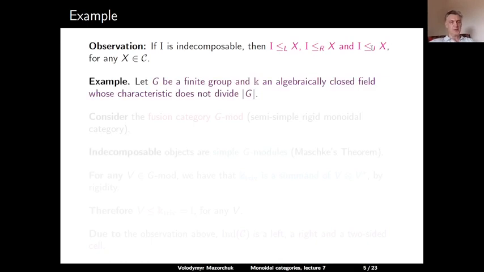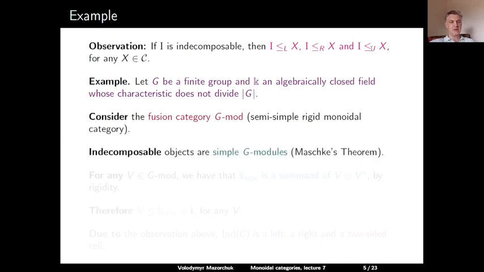Let G be a finite group and K an algebraically closed field whose characteristic doesn't divide the order of G. Consider the semisimple rigid monoidal category of all finite-dimensional G-modules. Then, by Maschke's theorem, the indecomposable objects in this category are exactly the simple G-modules. If V is a G-module, then we know from our discussion of rigid monoidal categories that the trivial G-module appears as a direct summand of V tensor with the dual G-module V dual.